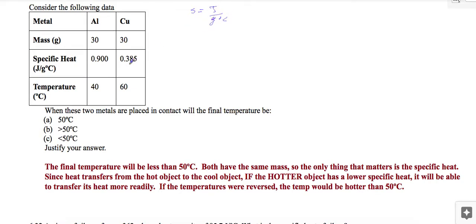The thing with a lower specific heat is going to be able to transfer its energy more easily to the thing that has a higher specific heat. So more energy is going to be transferred here. So the final temperature here, when we put these two metals in contact with each other, is going to be less than 50 degrees.